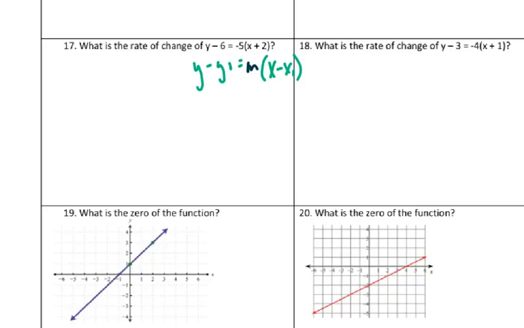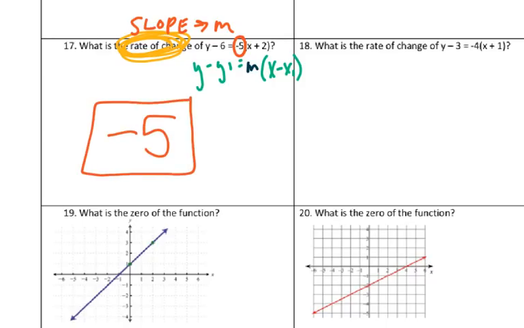The question is, what is the rate of change? Oh, rate of change. Rate of change means slope. Slope means m. In this equation, the m is always in front of the x. It's always sitting right here in front of these parentheses. So without even solving anything, I can tell you that the slope is the m, which is the number in front of the x. Don't even have to solve it. That slope, that rate of change, is the number negative 5.